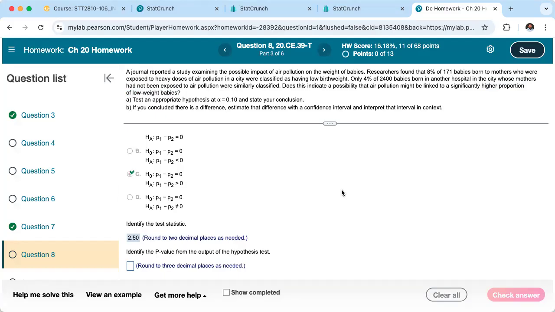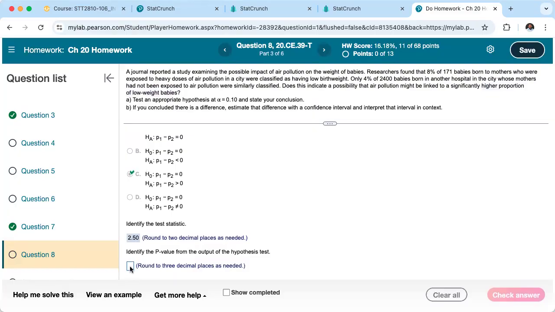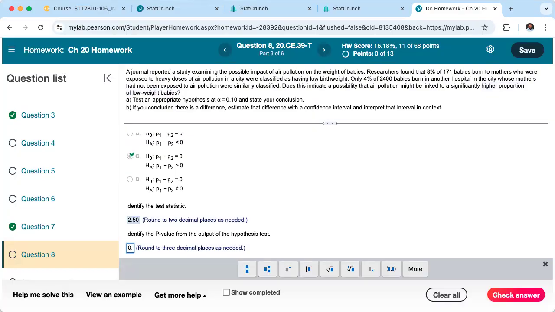So we want to put in the p-value. The p-value is 0.0062. We want it to 3 decimal places. So in my case, it's 0.006.